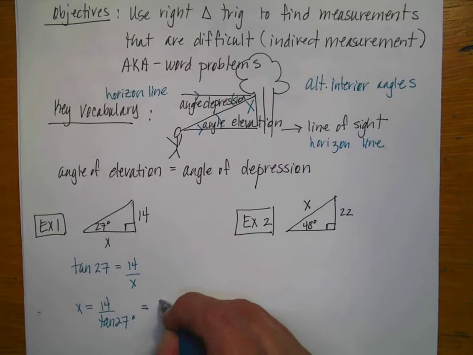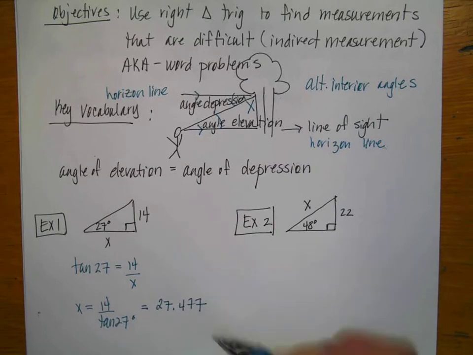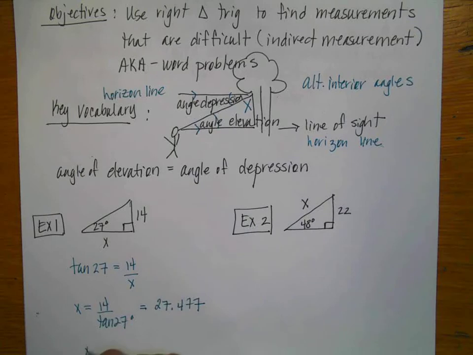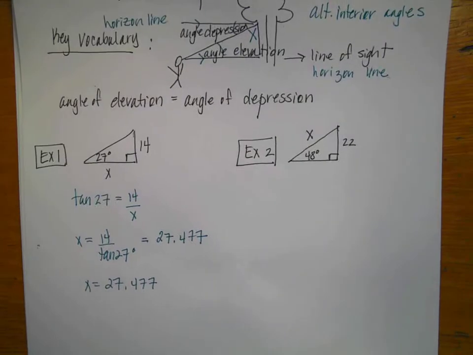And when you push buttons on your grapher, you're going to get that x is 27.477. And then it would be some unit of measure if it were given. And so then I would report 27.477. So that was pretty easy, except you can't see it.